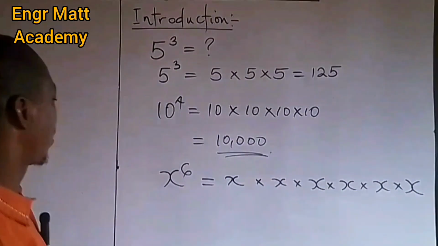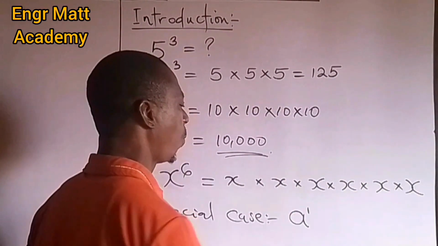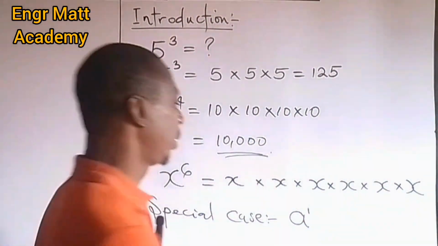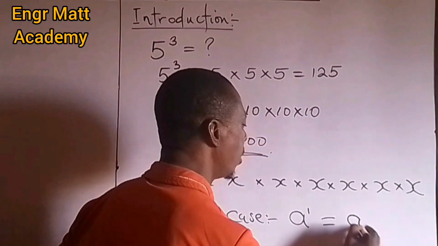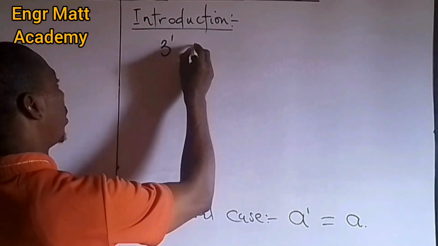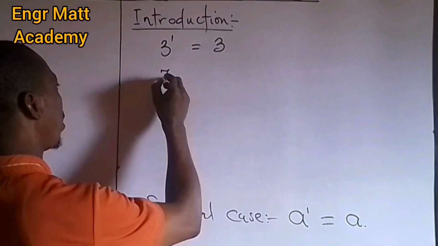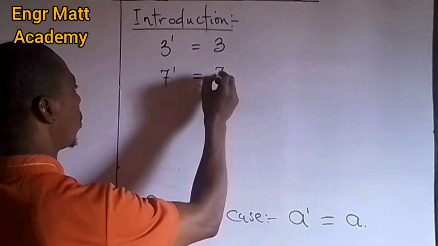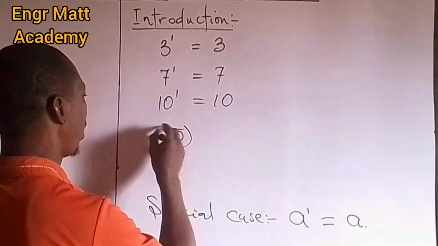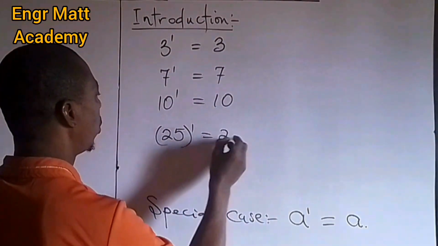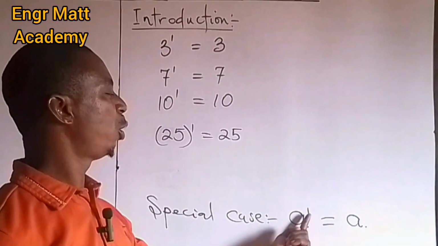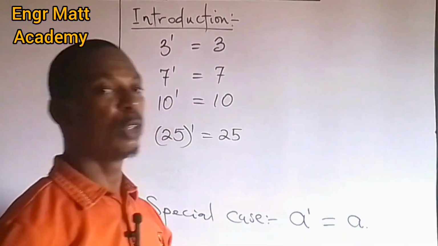Let's see some special cases. A raised to the power 1. When a number has an index of 1 or a power of 1, the number remains the same. This means that 3 raised to the power 1 is equal to 3. 7 raised to the power 1 is equal to 7. 10 raised to the power 1 is equal to 10. 25 raised to the power 1 is equal to 25. So any number raised to the power of 1 is the same number.